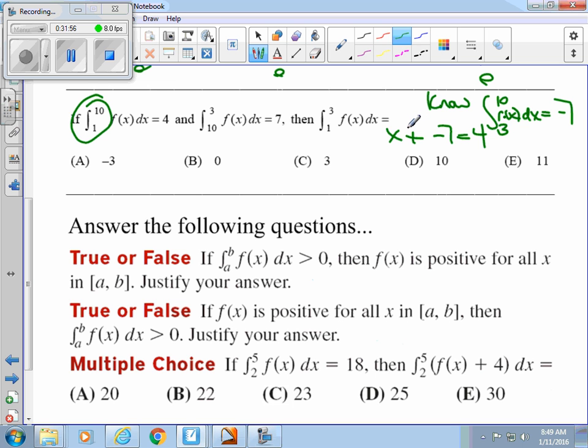So 11. Everyone agree that x would have to be 11? What plus -7 is 3? Or is 4, sorry? Any questions about that one?